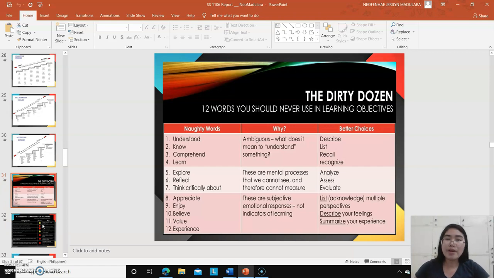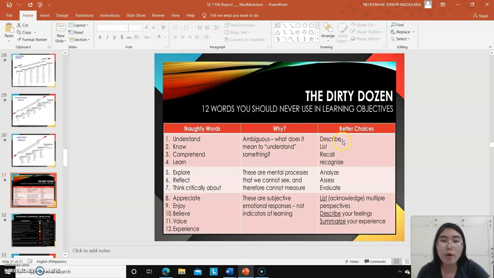Okay, so there are a dozen words that should never be used in learning objectives as much as possible, like for instance: understand, know, comprehend, learn. Under the cognitive domain, they are broad. Why? Because they are ambiguous. What does it mean to understand something? How are you going to assess, as a social studies teacher, that they understand the concept, that they know that concept? Of course, you could have better choices.